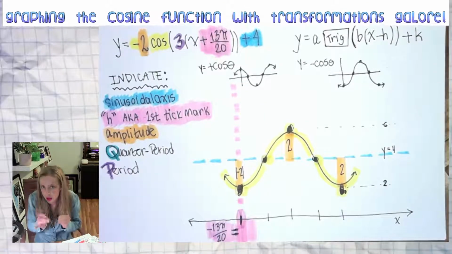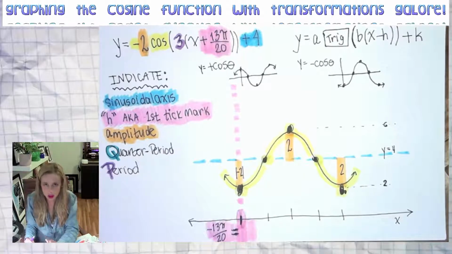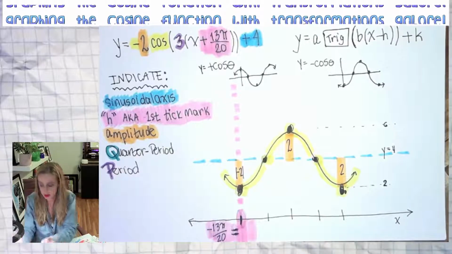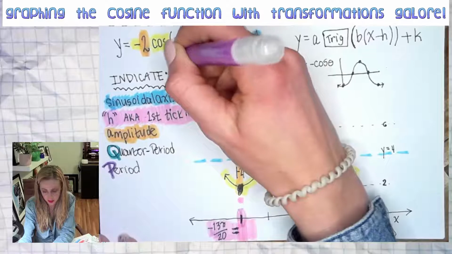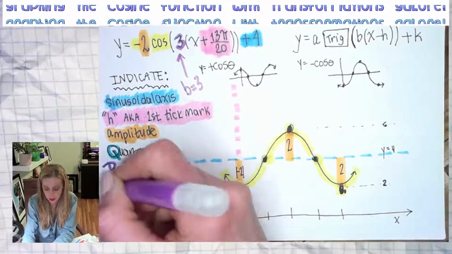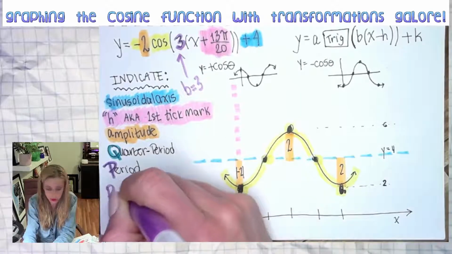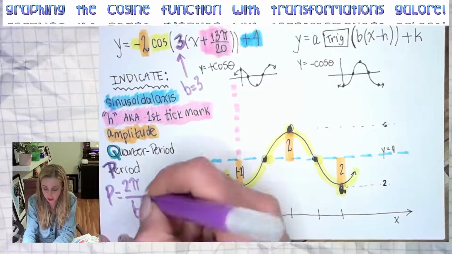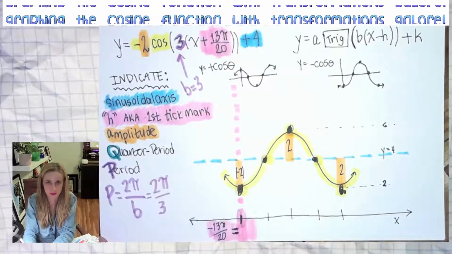But by using this strategy, too many people are like, how do I figure out those other points? By using this strategy, it just works out. Relax. Okay? Relax. So 3 is the B value. It's not the period. Okay? B equals 3. Period equals, for cosine and for sine, 2 pi over B. So 2 pi over 3.